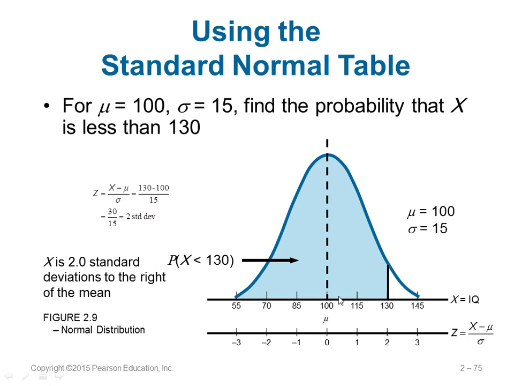This is number 2, 15. 100 to 115 is 1. 115 to 130 is 2. And here you asked to find x less than 130, so it's less than here. If you want to calculate, you have to use the standard table and you find the value.